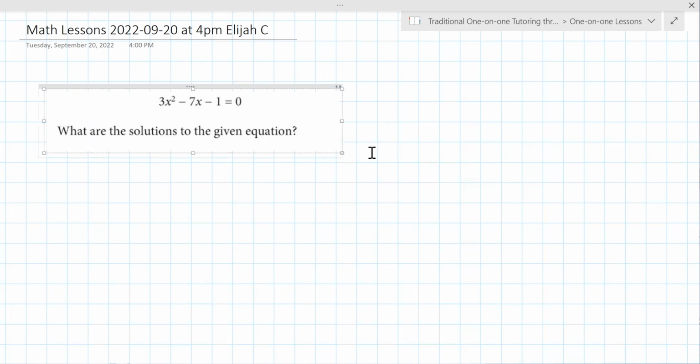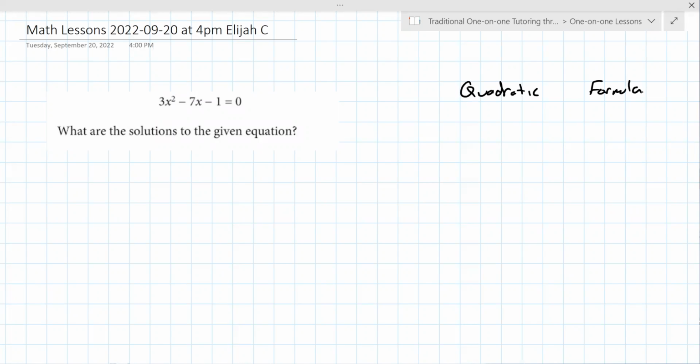Just picking a new topic today. I think we'll talk about quadratic equations, quadratic formula, actually. We'll see how far we can get on this. Do you have some pencil and paper out for today? Yes. Excellent. Okay. So the quadratic formula, do you remember that at all?